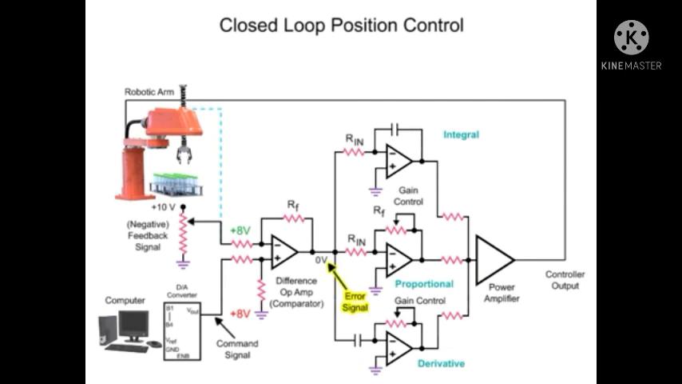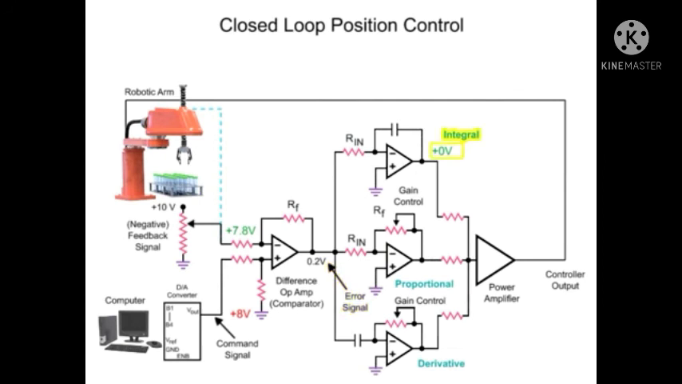With an error signal of 0, the output voltage of the integral amplifier is 0. The integral amplifier increases gain depending on the duration of the error signal. For example, the longer the error is present, the larger the amplifier gain.